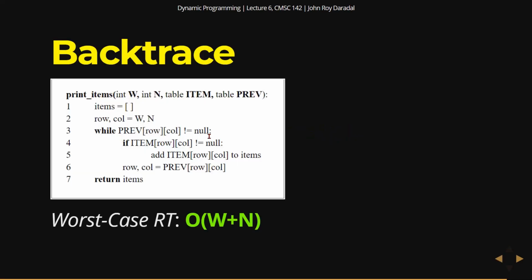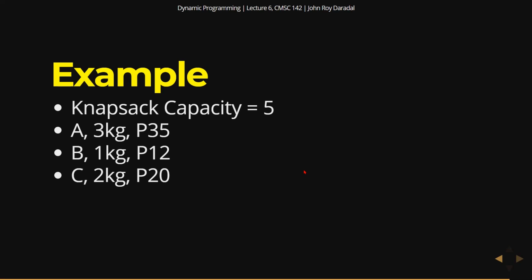Okay, so this will also run in at most W plus N, because the explanation here is that you could move one column and one row per iteration at most. So that would be W plus N. If you move at least one column per iteration, and then one row per iteration, that would give you W plus N. Okay, so still more or less linear time, so it should not take as long.